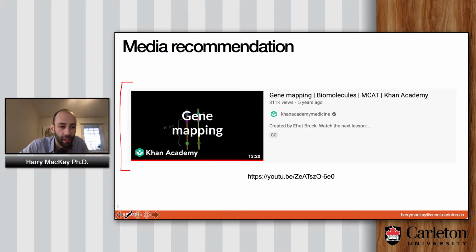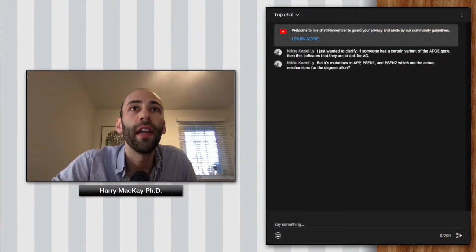Oh, so we've got a question in the chat here. Nikita asks, I just wanted to clarify, if someone has a certain variant of ApoE, that indicates they're at risk for Alzheimer's disease, but if it's mutations in APP, PSEN1, and PSEN2, which are the actual mechanisms for the degeneration?